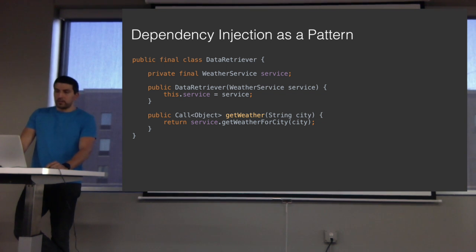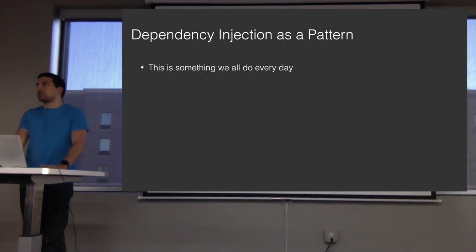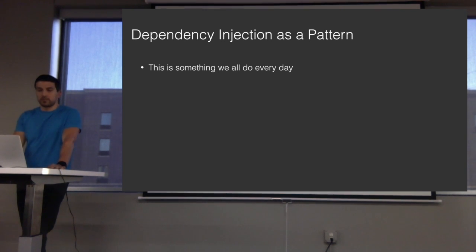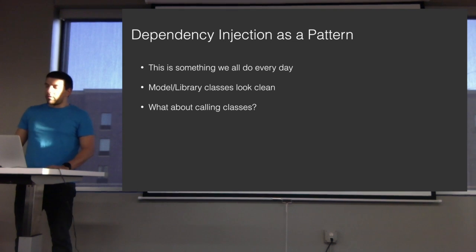So this is dependency injection. No frameworks or libraries involved. This is just how the pattern works. The downside is that this class now looks clean, but maybe our presenters or our activities are now cluttered. This is something we do every day. It's a required pattern to create efficient programs. Like I said, our model and library classes now look clean, but what about the calling classes?